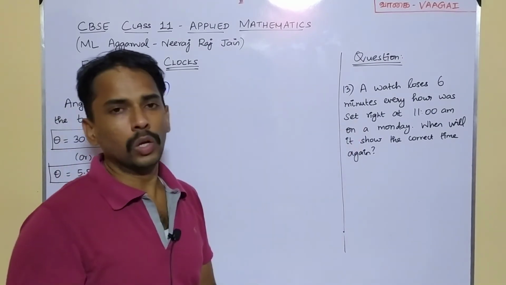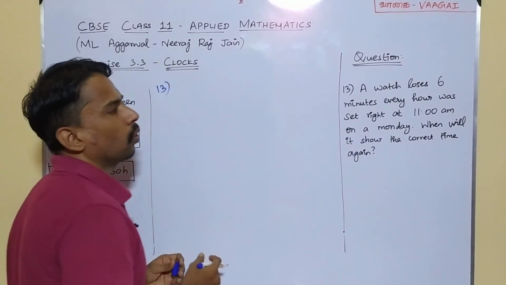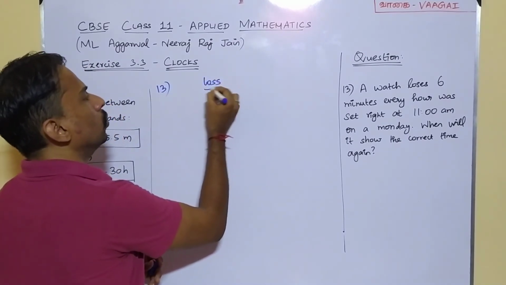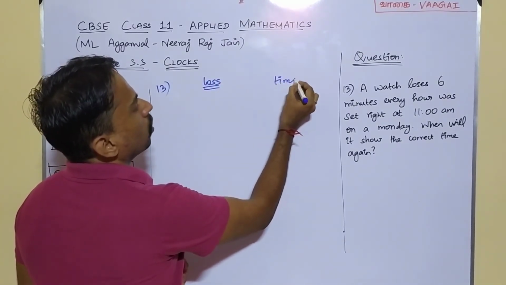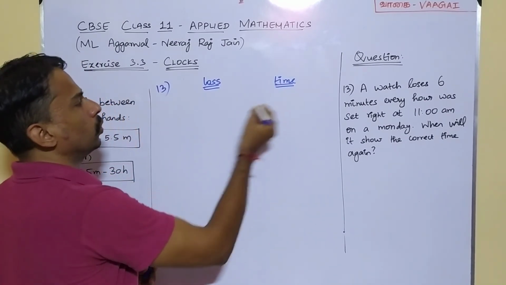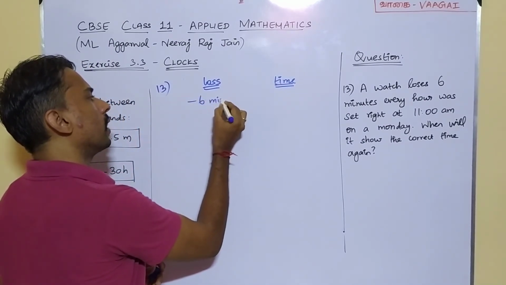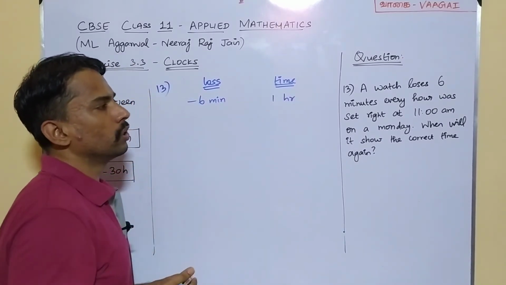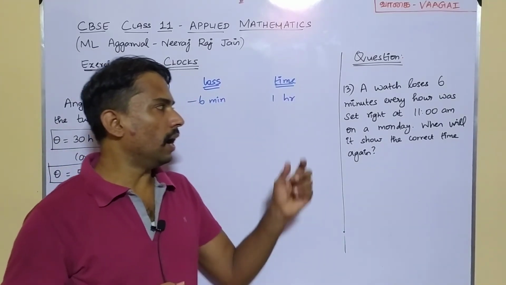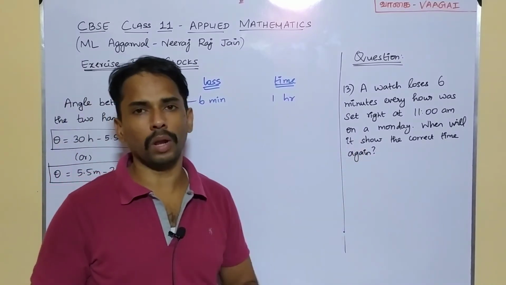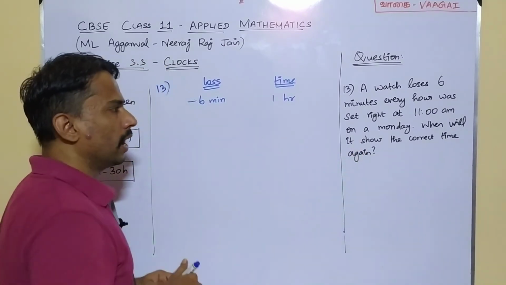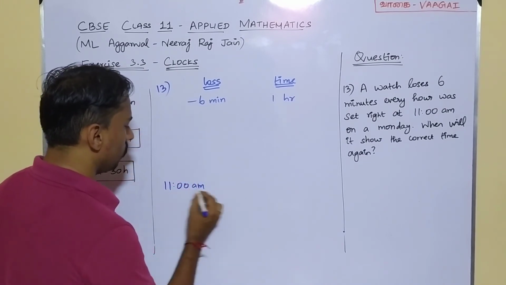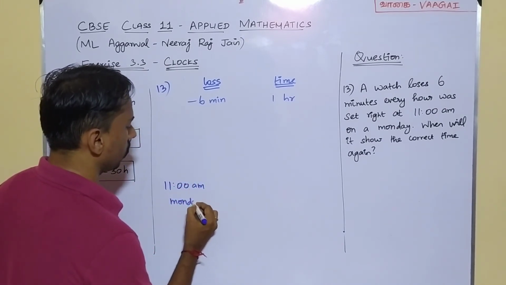So this is again a losing clock. So this watch is losing how much time? It is going to lose some time. So we will note it as usual. It is going to lose 6 minutes, so minus 6 minutes for every 1 hour. That is what is given. And it was set right at 11 a.m. on some particular Monday. So I'm writing the day, 11 a.m. on some Monday. It was set correct.